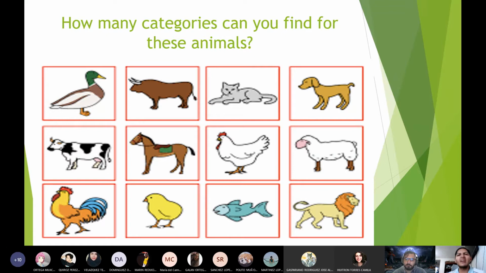Hiram, can you share one category you could think of? Hiram, are you there? Felinos. Okay, good, felines or cats, big cats, right? Yeah, you can call them felines or big cats. They are wonderful, really beautiful, impressive, and scary.